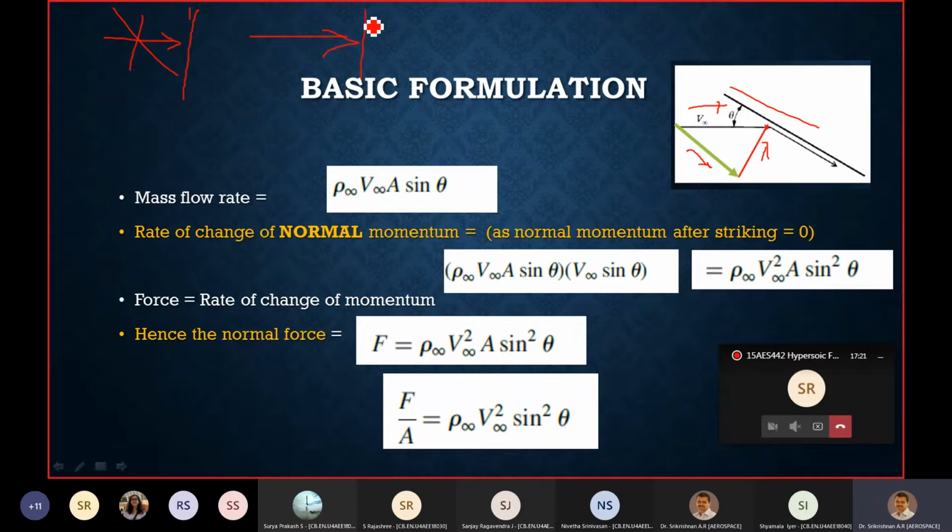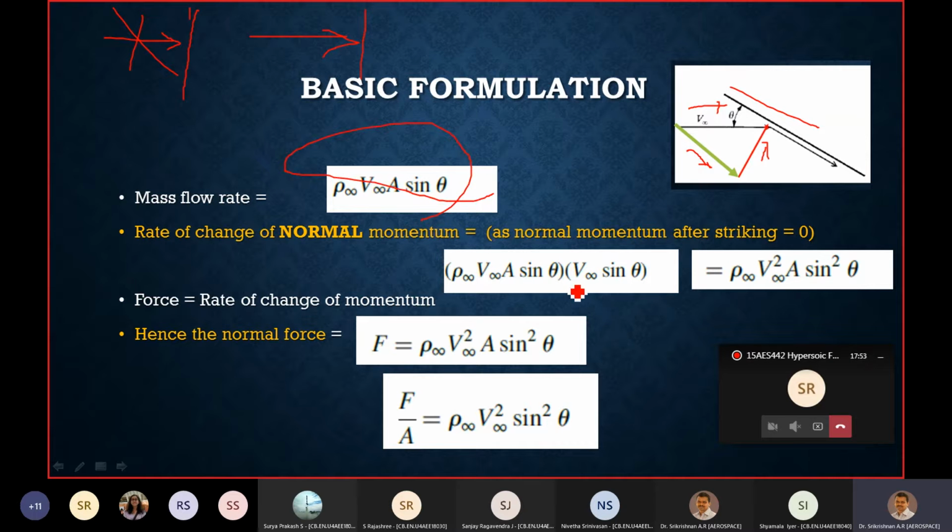Now, what is the rate of change of normal momentum? It is the initial momentum minus the final momentum. Newton assumes that after it hits, the normal component of momentum is 0, which means that the rate of change of momentum in the normal direction is nothing but the initial momentum, because final momentum is 0. Now, what is initial momentum? It's mass times velocity. What is mass? Rho infinity V infinity A sine theta, which we have seen first.